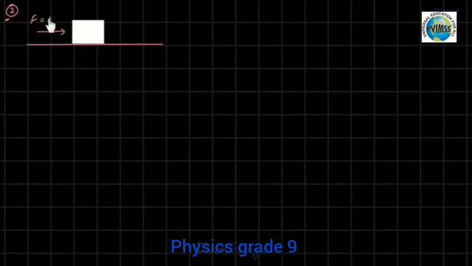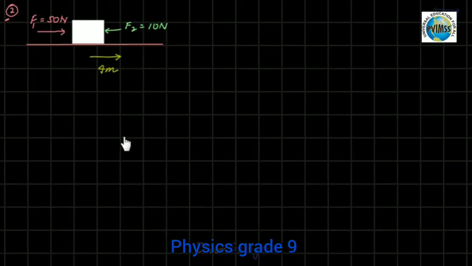So suppose that person 1 is applying 50 Newton force, F1 equals 50 Newton. On the other side, another person is applying a force of 10 Newton, F2 equals 10 Newton. You can see that F1 is greater than F2, and both persons are applying the force on the same block in opposite directions. Suppose that the box is traveling a distance of 4 meters.